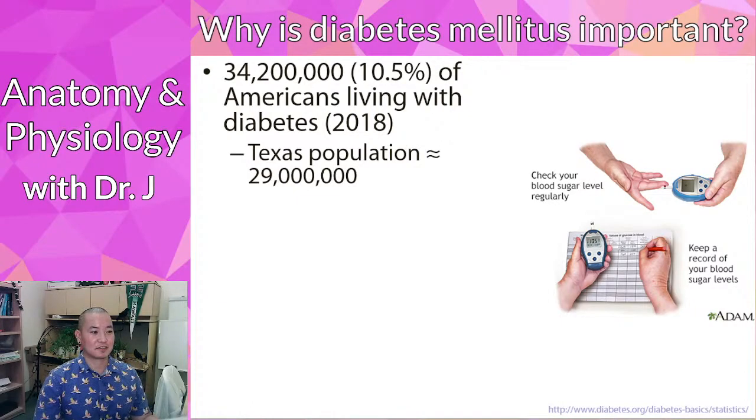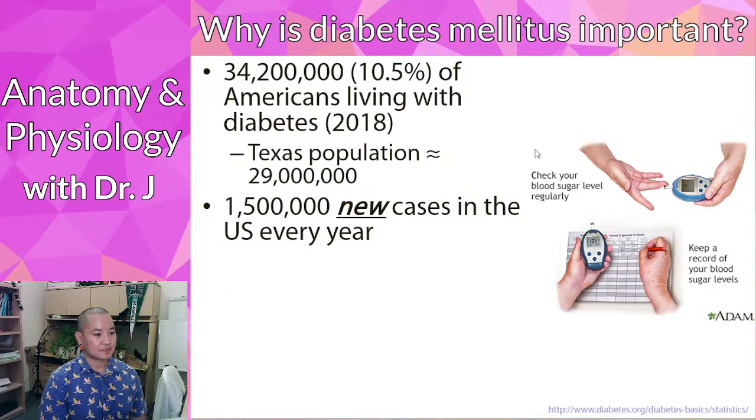And for comparison's sake, the population of Texas is around 29 million, right? So imagine if you could give all the diabetes to just Texas, we'd still have enough diabetes to go on to other states as well. So that's just showing you how big of a problem diabetes mellitus is in America.